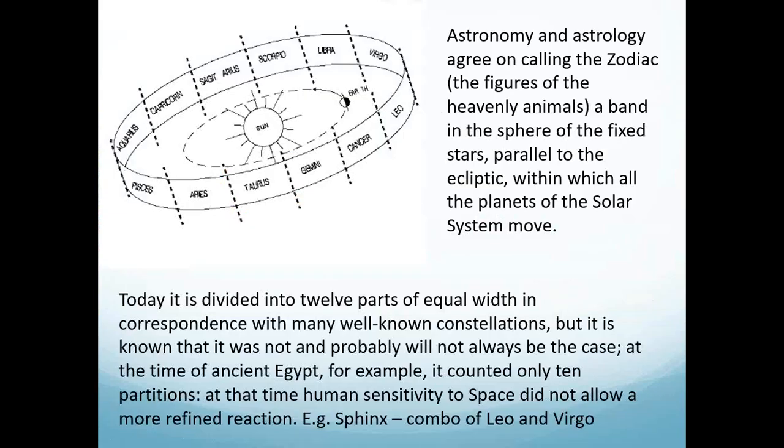So here we have astronomy and astrology both agree on calling the zodiac, which is a figure of the heavenly animals. And that's interesting that we see animals for all the signs except the 3 air signs. For them, we have humans or inanimate objects like the scales for Libra. And I had to think about that. Why are the air signs not animals?